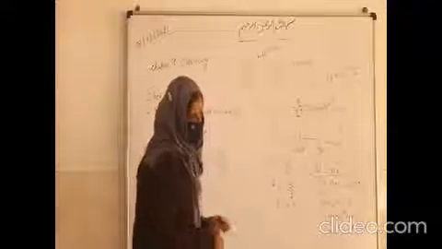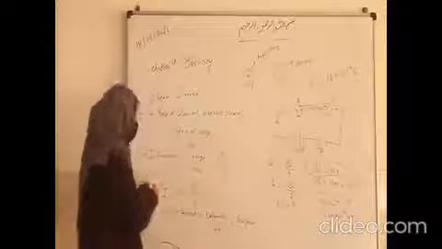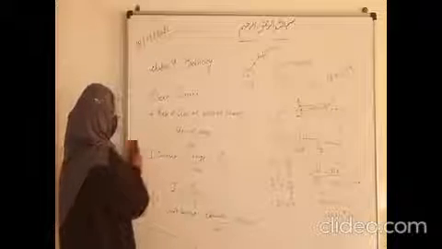There are other small units of electric current, that is milliampere and microampere. The other units of electric current are milliampere and microampere.